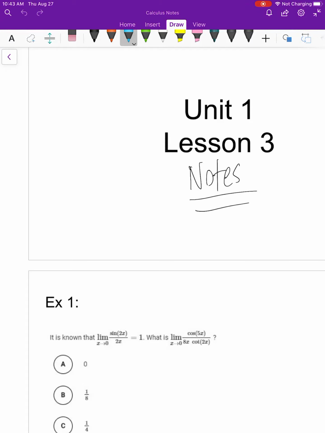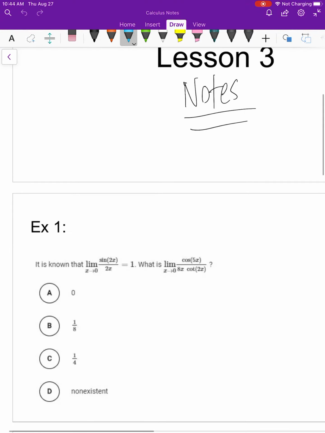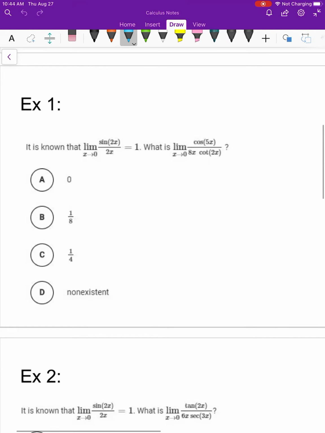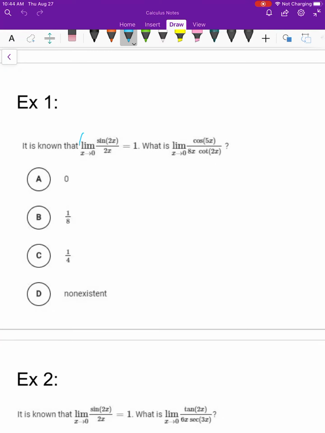Okay, Unit 1, Lesson 3 notes. These are the notes that I wanted to do with you in class today. I just wanted to show you a few of these limits so that when you do your book work, it will make sense to you what to do. So this is given. They're saying it is known that this is true. So now, what is this?